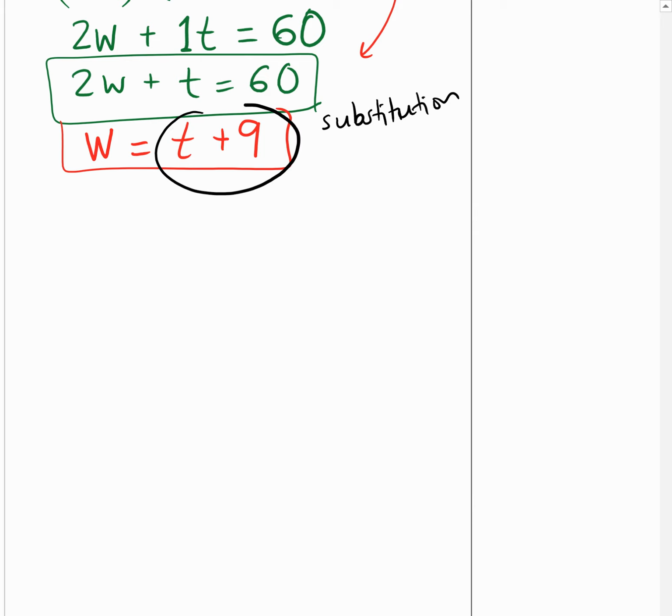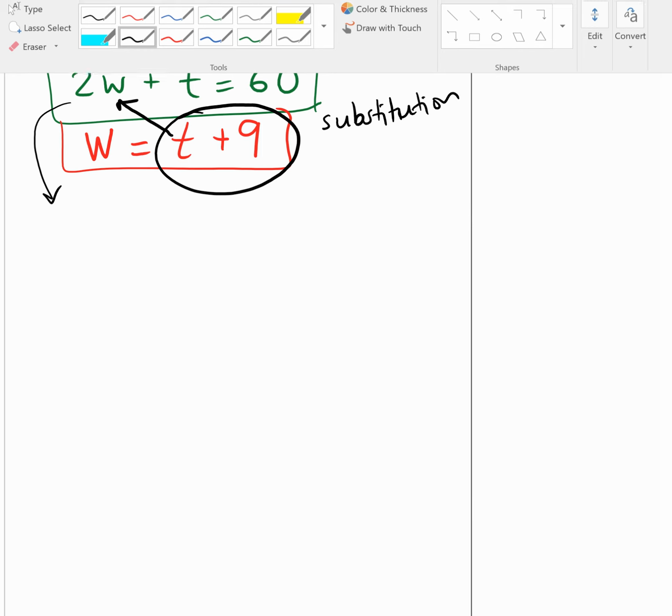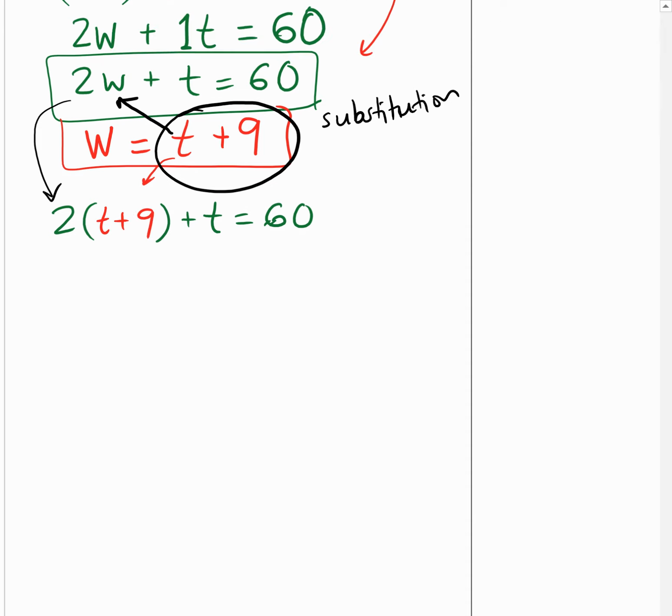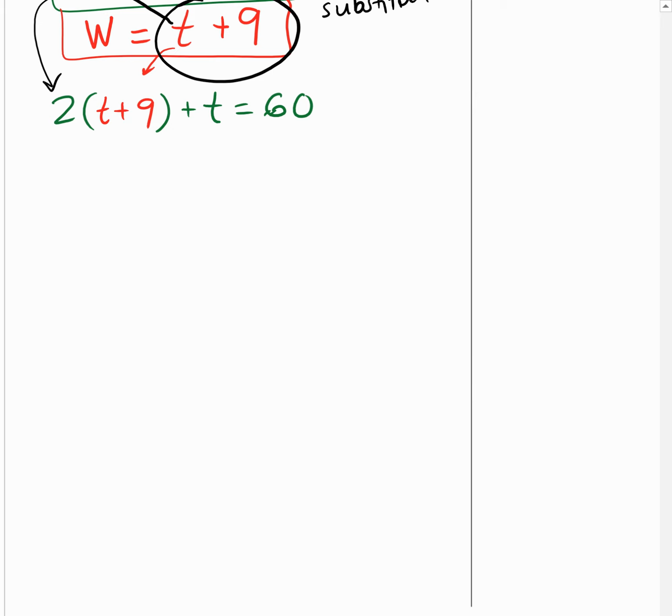Okay, W is equal to T plus 9. I should be able to replace this W with that. So I'm going to rewrite the top equation, but with W missing: 2 times W plus T is 60. And W, we know from the second equation, is T plus 9. If I solve this, I should know T, and once I know T, I can find W.